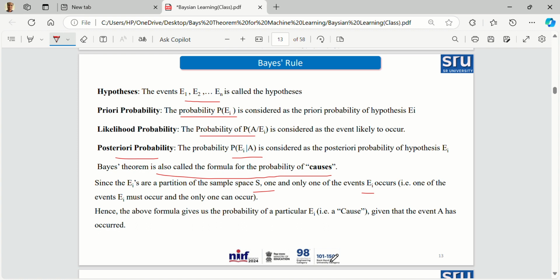Now in this case, the probability of EI is the probability of the symptom, and the probability of A given EI is the probability of the fever due to the symptom EI. You have to check what is the cause of the fever, whether it is EI, that is, any one of the symptoms, and which has the highest probability is the symptom for the fever.